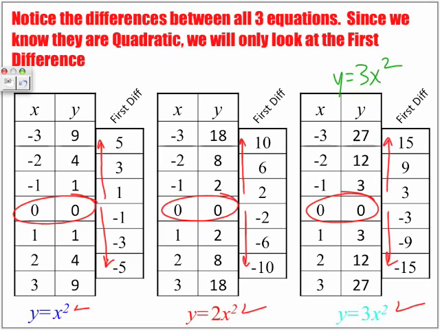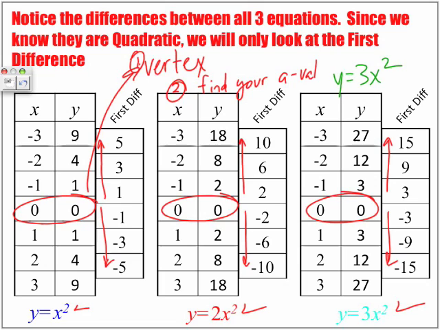And the vertex, okay, this vertex is one of the most important points when graphing parabolas. One of the tips for using the short way, or the shortcut to graphing parabolas, is first to identify the vertex. Second, find your a value. And the a value here is 1 for this equation. For here the a value is 2. For here the a value is 3.